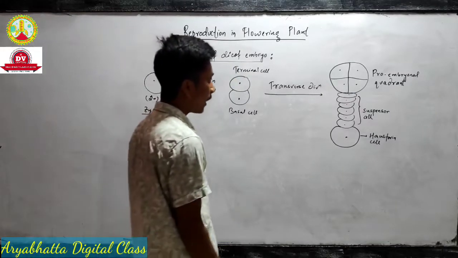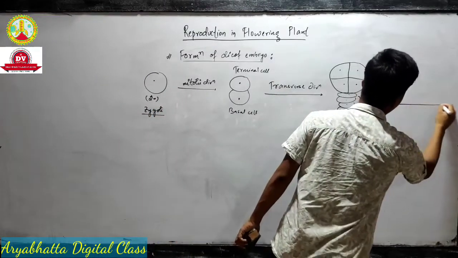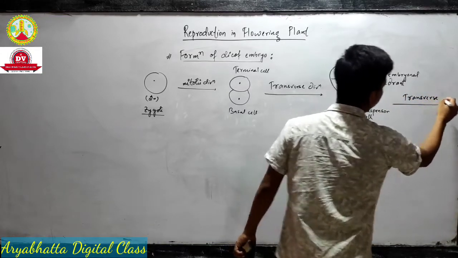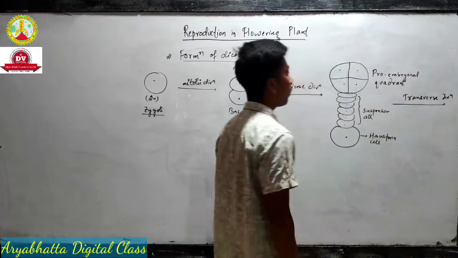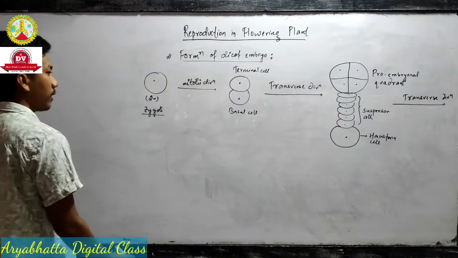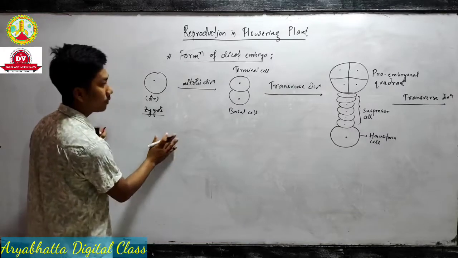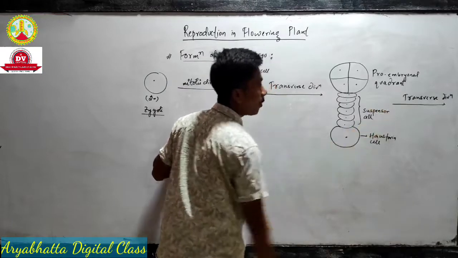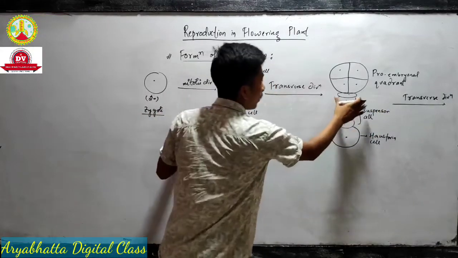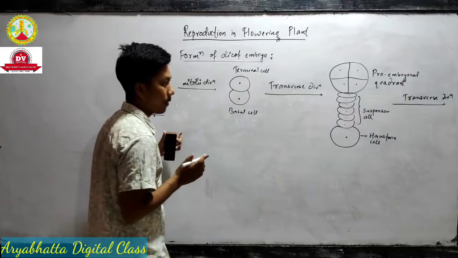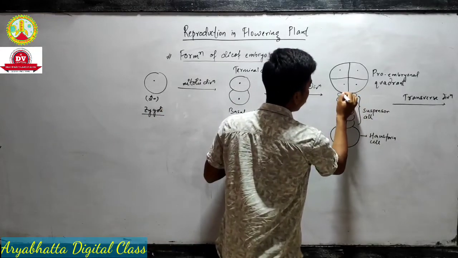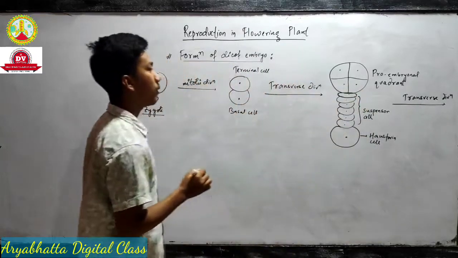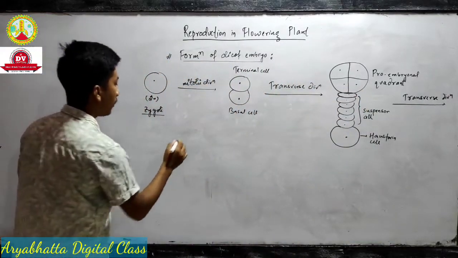Okay, again it will undergo further transverse division, which is mitotic division only. The name is given as transverse division. Okay, it will undergo transverse division further. I am drawing below. First we will see the suspensor cell. What happened? The upper cell, which is in contact with the pro-embryonal quadrant, this cell will become big.